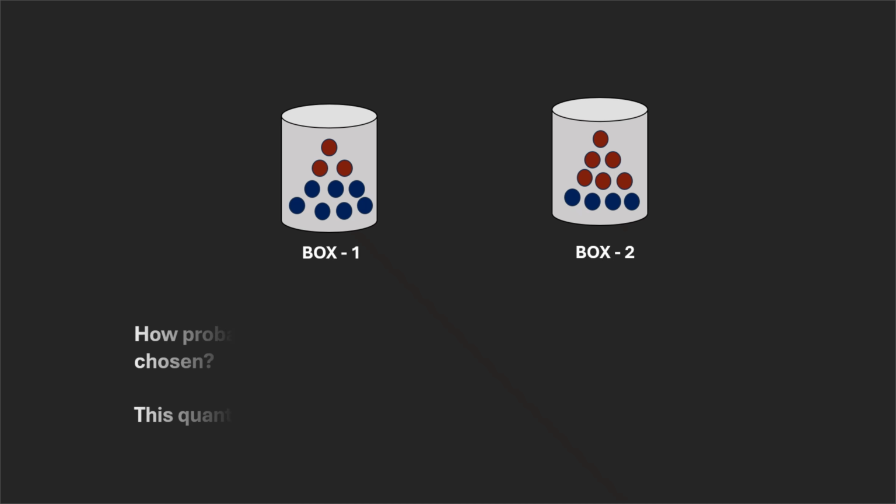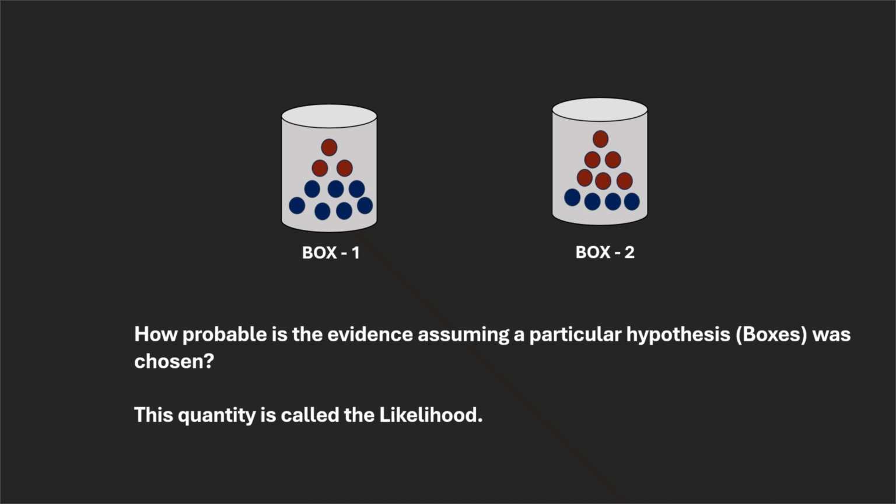This comparison answers the question, how probable is the evidence assuming a particular hypothesis, here boxes, was chosen? This quantity is called the likelihood. The greater the likelihood, the stronger the evidence in favor of that hypothesis. Here hypothesis means choosing the boxes.